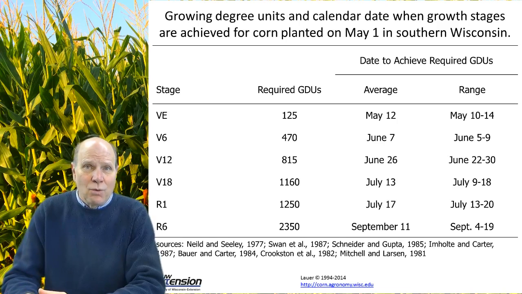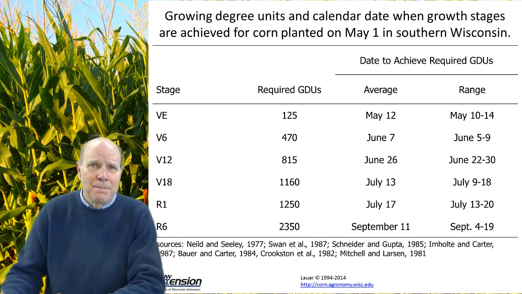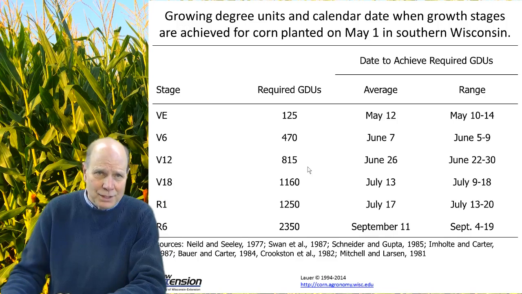This gives you kind of a range of when that corn plant goes through various stages. Again, to get emergence, it takes about 125 GDUs. And so if we're only accumulating 10 a day and we plant on May 1, we're going to, on average, emerge about 12 days later, and the range is about May 10th to the 14th. We typically will achieve V6 at about 470 or so GDUs, and that will typically occur about June 7th to the 9th. Now, knee high is about V10 to V12, and again, on average, we should be at that V10 to V12 stage by about June 26th.